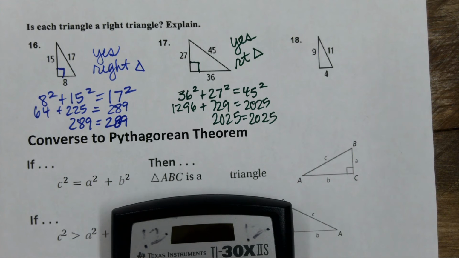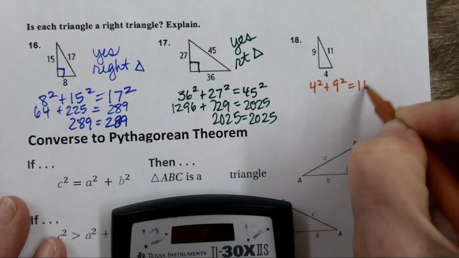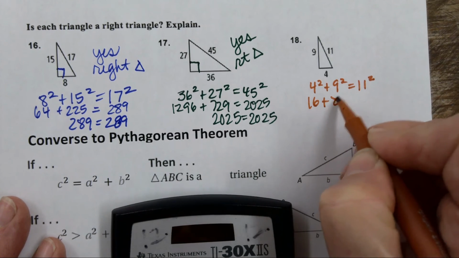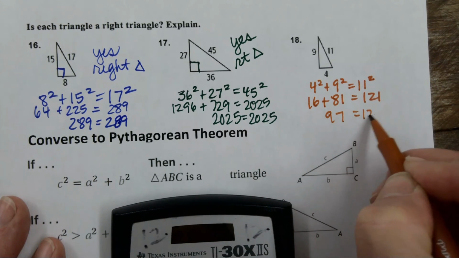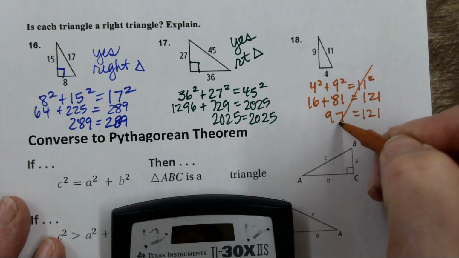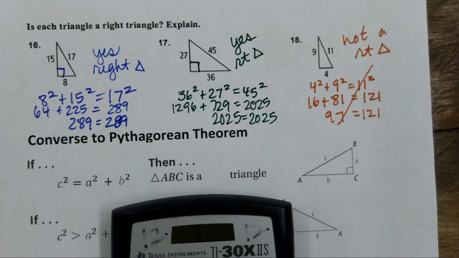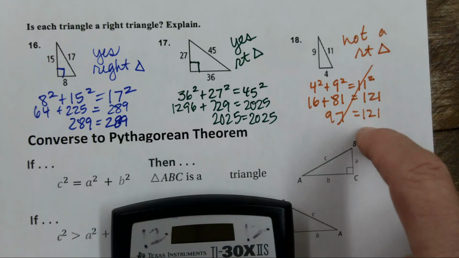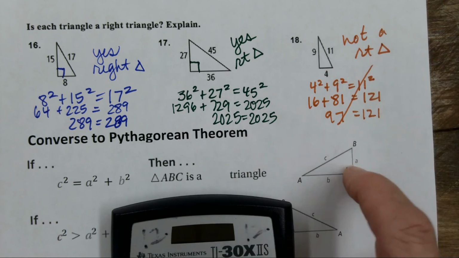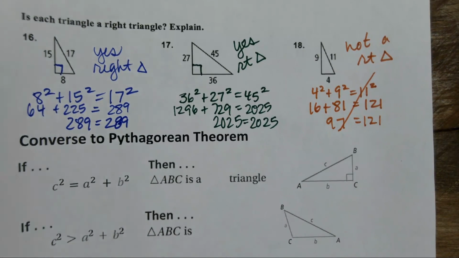This is, yes, a right triangle. Let's try our last one. Is 4 squared plus 9 squared equal to 11 squared? Is 16 plus 81 equal to 121? Are they the same? No. Not a right triangle. Did not come out true, therefore not a right triangle. But if it doesn't come out true, that tells me something. It lets me know, first of all, that it's not a right triangle, but we can use that information to help us out.